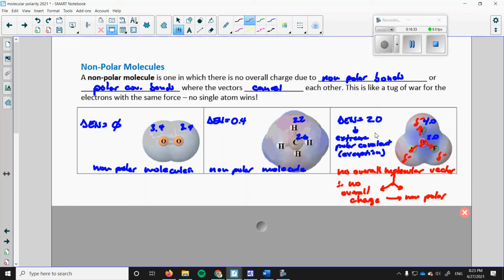So in all of these cases, you don't have an overall charge with the molecule. That's what nonpolar molecules are: an even electron distribution. No charge density. You might have a polar bond, like for example here, or sometimes a nonpolar bond, but there's no overall charge density.